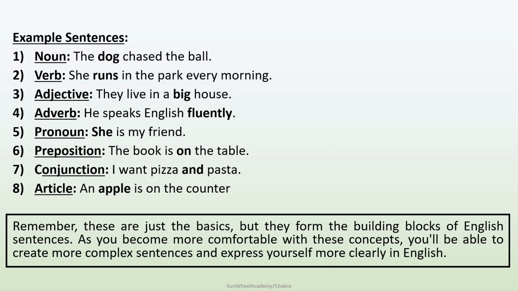Verb: she runs in the park every morning. Adjective: they live in a big house. Adverb: he speaks English fluently. Pronoun: she is my friend. Preposition: the book is on the table. Conjunction: I want pizza and pasta. Article: an apple is on the counter.